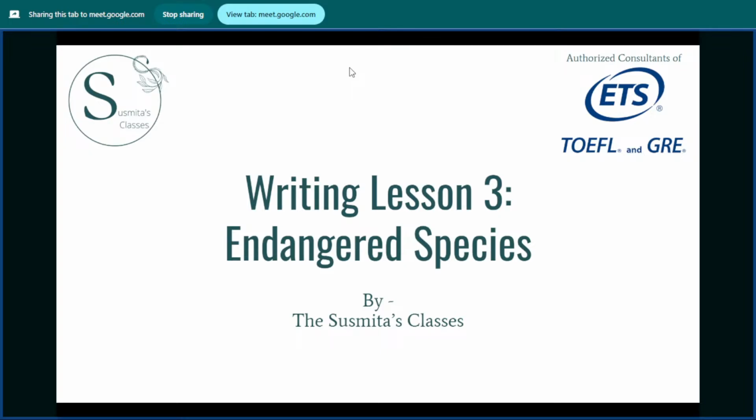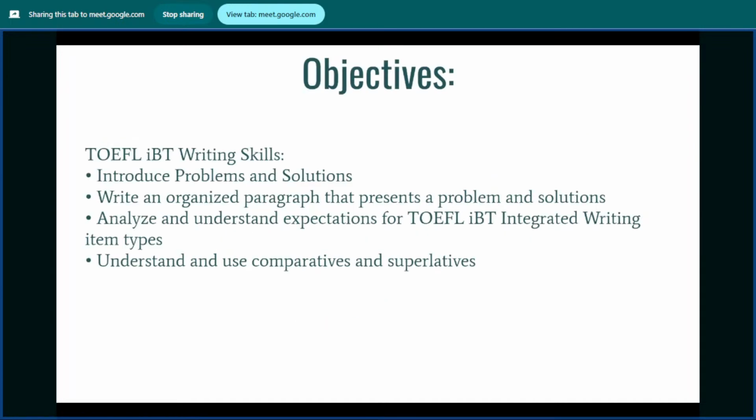We will be starting with lesson 3 of writing, which is called endangered species. That is the unit that we are going to look at today. In this unit, we are going to see how to understand the problems when you get a writing passage which talks about a problem and a solution, how to identify the problems in them, and how to note down the solutions in them also.